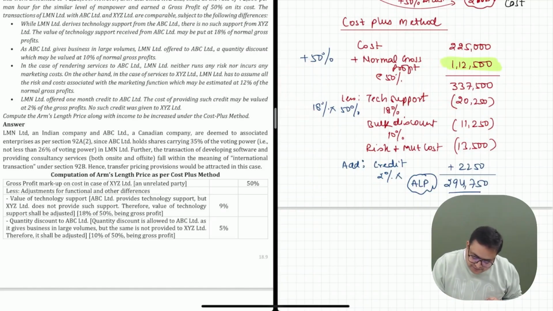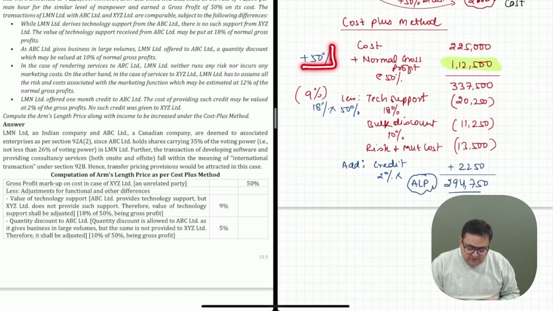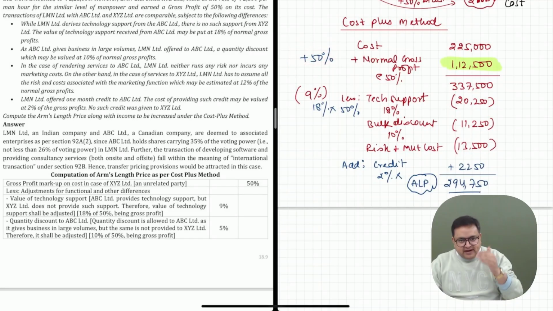So what you will do, you will actually subtract 9% from here. So 9% you will subtract it from here. Correct. So actually after this adjustment, your gross profit will become 50% minus 9%. It will become 41%.